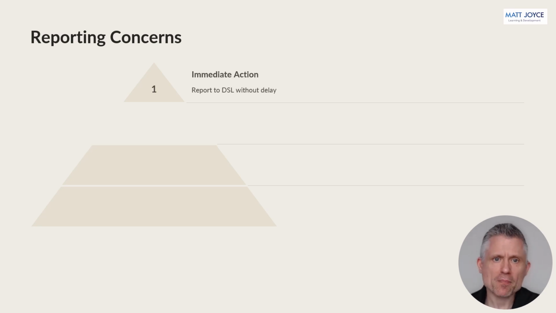First of all, immediate action. Reporting to the designated safeguarding lead without delay. If the DSL is unavailable, then it would be the person who's deputising in that role. If that person's unavailable, then it would be your supervisor, team leader or manager. If that person's unavailable, then we move up the hierarchy. If there is nobody that I'm able to raise it with, then I would go externally and I would raise your concern with the local authority in terms of the local Safeguarding Children's Board. But I would always try to stay within the organisation first.